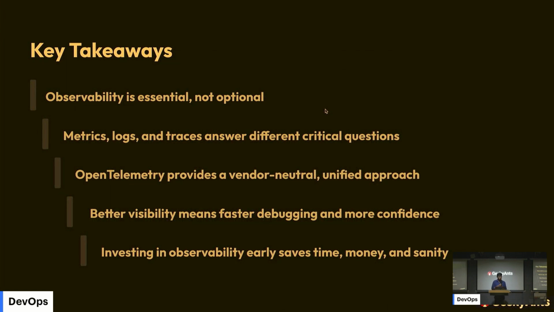Key takeaways: observability is not optional; it is essential because in microservices the errors are always distributed. So you need to have observability in your microservices. And metrics, logs, and traces answer different critical questions. Metrics answer the resource utilization of the servers, logs show what is happening inside the server, and traces show you where and why it is happening.